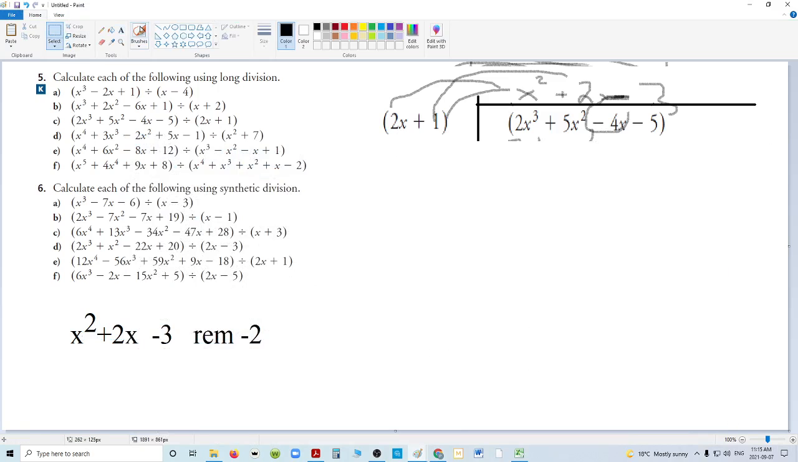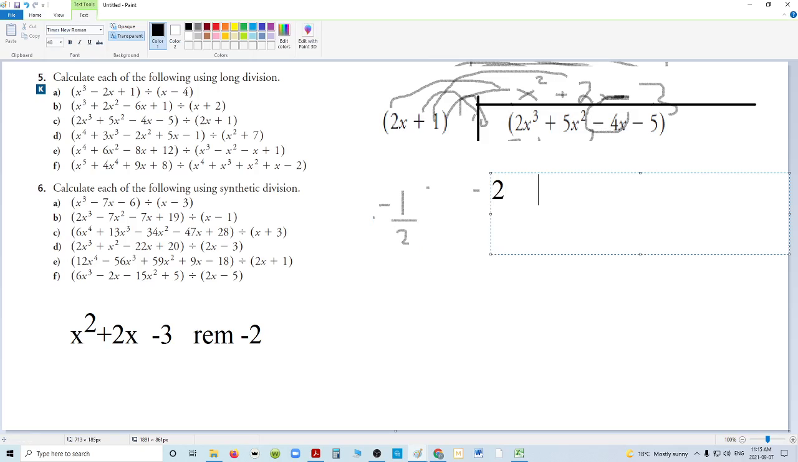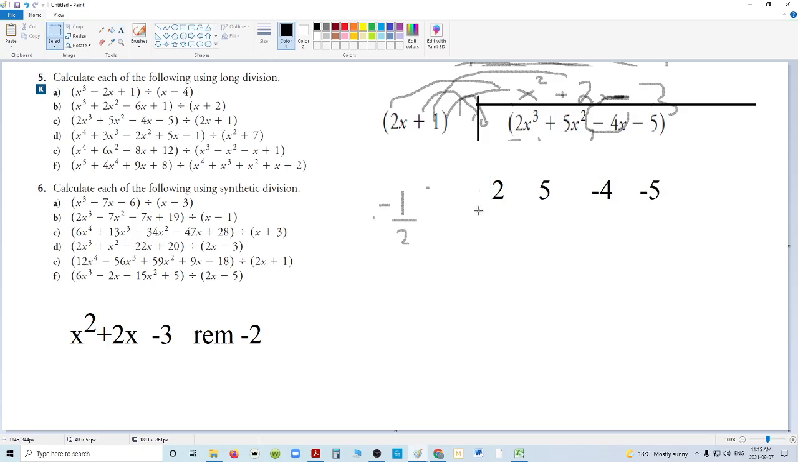Now I want to keep this way to show you the trickiness with synthetic division. What's the root here that makes this whole bracket 0? Well, when you make it equal to 0, you discover that x is equal to minus 1/2. That's simply the 1 goes negative, then 1 goes to the other side, negative 1, then you divide by 2. Negative 1/2 is the root. So we're going to try to fit negative 1/2 into the coefficients in front. We've got a 2, a 5, a minus 4, and a minus 5. And it's not a minus 2 here. It's just a 2 plus 2.